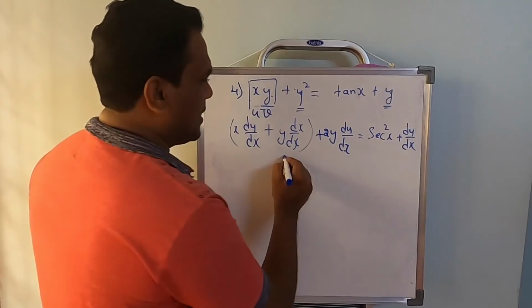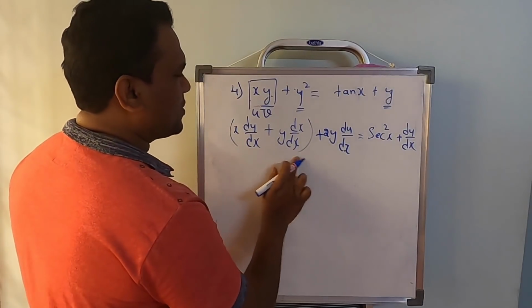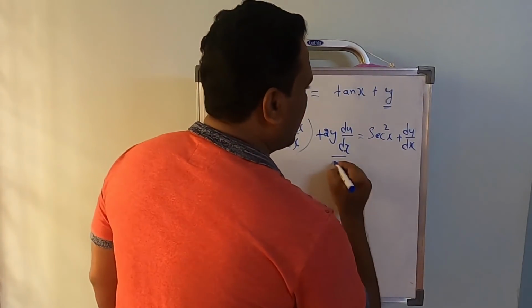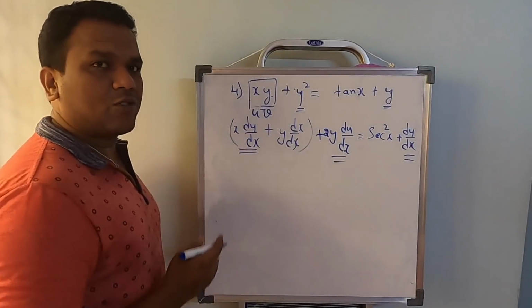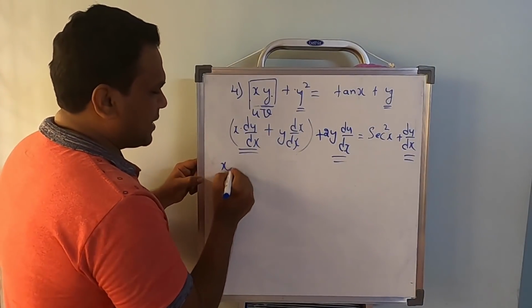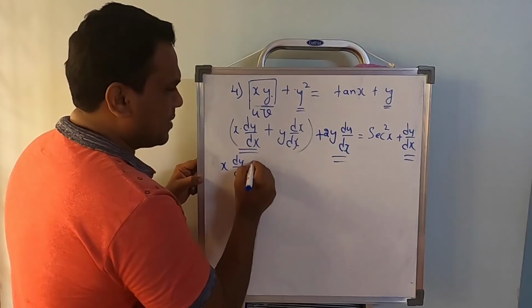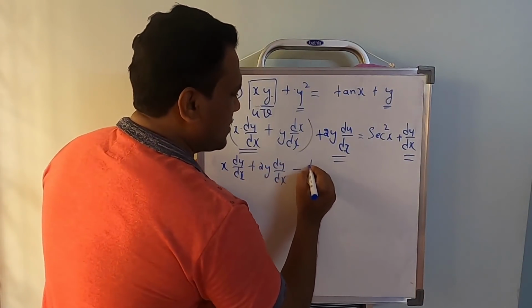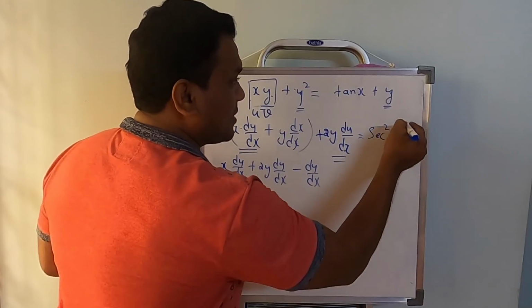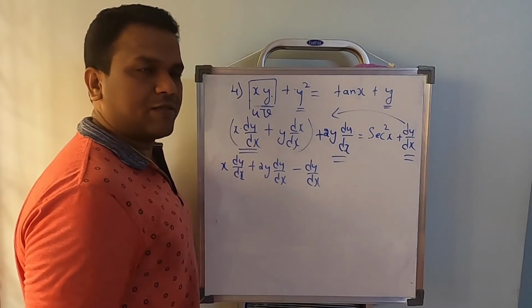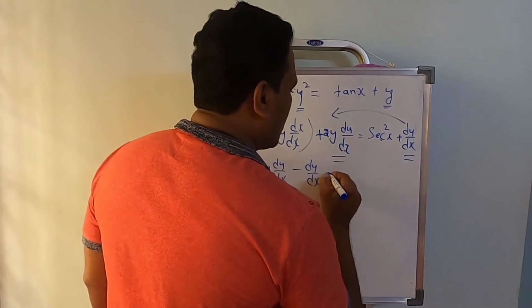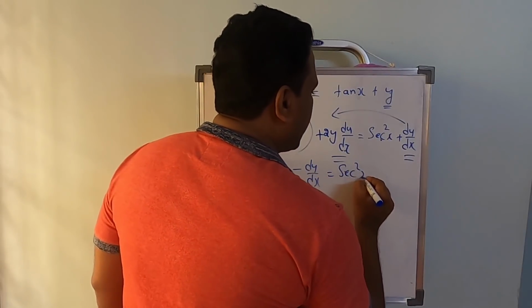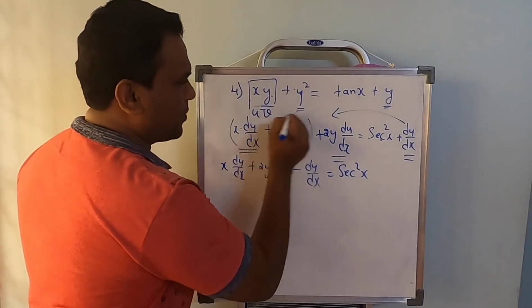So what we will do is, let us try to collect the terms where I am going to get the value of dy by dx. I will collect these terms to one side. So x dy by dx plus 2y dy by dx minus dy by dx. Minus dy by dx because this term is shifted to left side. And on the right side, what is the term already present? Secant square x. And look at the term here.